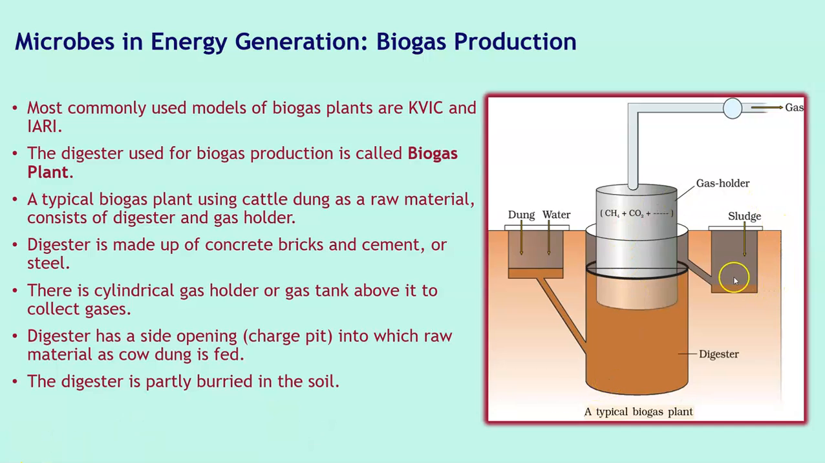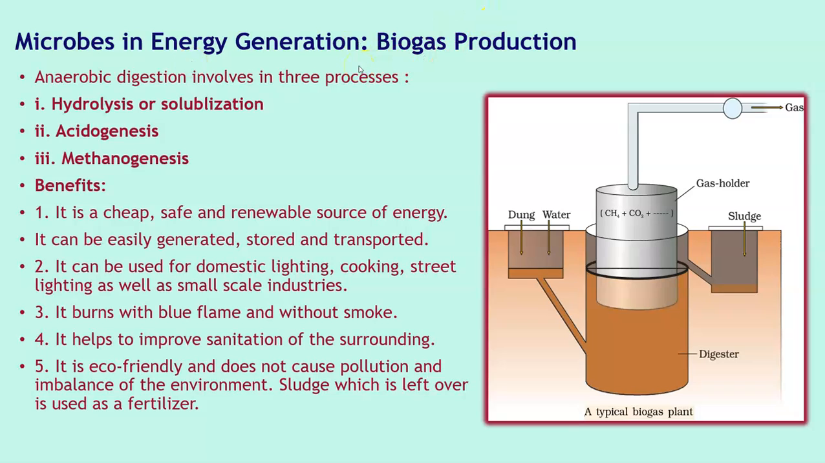And then you have this region where the sludge is collected, and on the gas collector there is a gauge which controls the outlet of gas. Students, anaerobic digestion is carried out for the production of biogas. Anaerobic digestion involves three processes. The first process is hydrolysis or solubilization. It is the initial stage where raw material like cattle dung is mixed with water in equal proportions to make slurry, which is then fed into the digester.